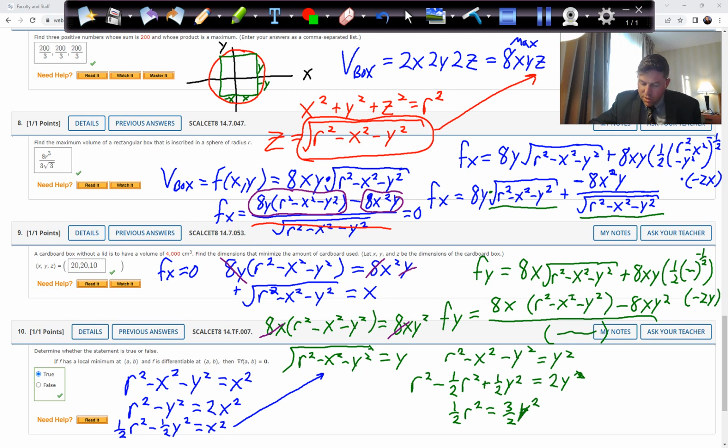Then we are going to divide by 3/2 or multiply by 2/3. So we're going to get 1/3 r squared equals y squared. Or y would be r over square root 3. So take a square root of both sides. Okay, a lot of work. I realize this problem is kind of a beast. Okay, so that's why. Now we're going to back substitute that into x to solve for x.